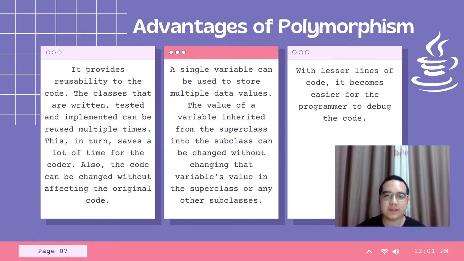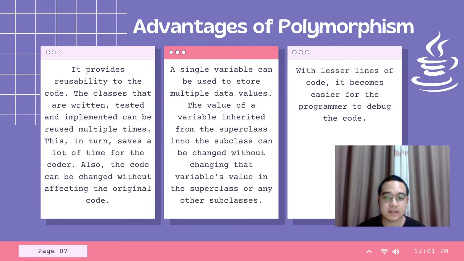So there are 3 advantages that come with polymorphism. First, it provides reusability to the code. The classes that are written, tested, and implemented can be reused multiple times. This, in turn, saves a lot of time for the coder. Also, the code can be changed without affecting the original code.